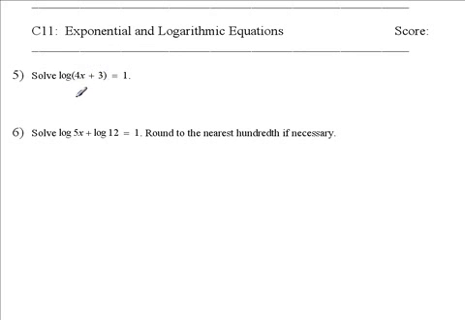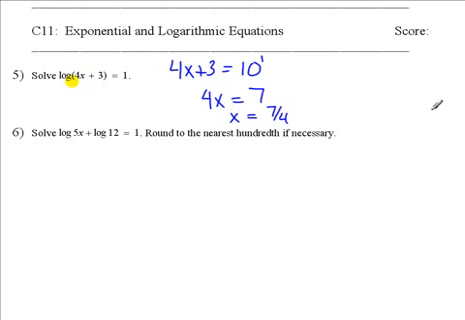Number 5, concept 11, solve log of 4x plus 3 equals 1. If I don't see a base written here, what does the base have to be? 10. So my first step would be to say that 4x plus 3 is equal to 10 to the 1, the base to the power. So 4x plus 3 is the same as 10. If I subtract 3 from both sides, 4x is the same as 7. And if I divide both sides by 4, x is equal to 7/4. I can just stop right there. I have solved that equation for x.